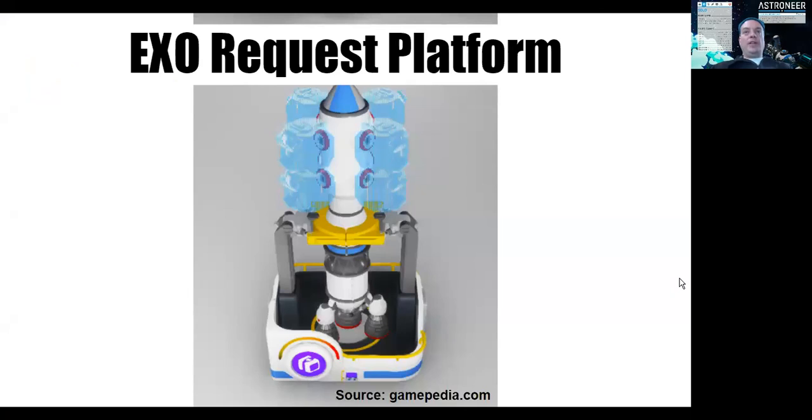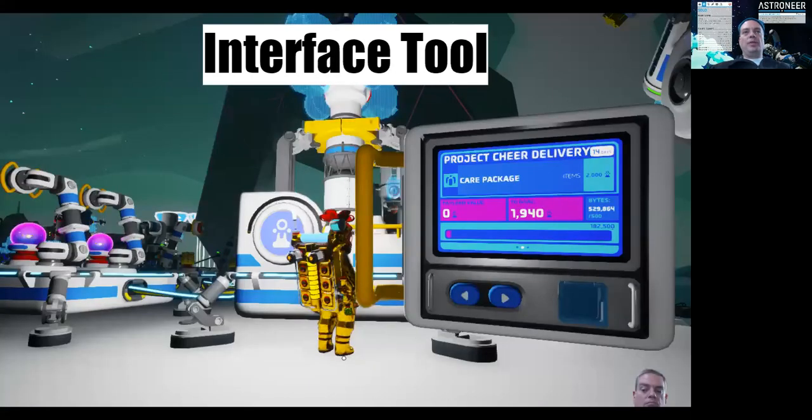So here we have the Exo Request Platform, as you guys know it in the game. And when we interact with the platform, we get something called the interface tool. And the interface tool is something very common with all the items that have interfaces to them, right? There is sort of like a display, left and right button, and a green or red button to activate it. And as you guys can see, there is no automation button, right?